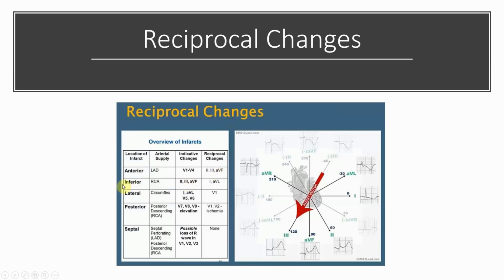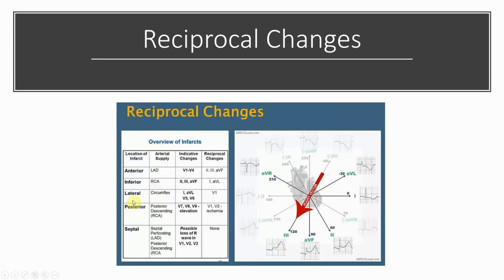So one thing I want to point out about reciprocal changes in the inferior leads or the high lateral leads and vice versa is that lead 3 and AVL are almost directly opposite. In fact, they're opposite of each other pretty much more than any other leads on the standard 12 lead EKG. So if you get a change in one, you will get a change in the other. Meaning, if you have elevation in 3, as a rule, you will have depression in AVL and vice versa.